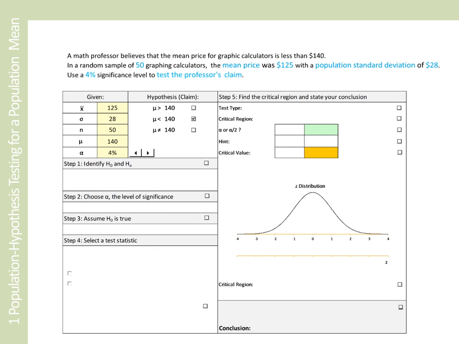Let's solve this problem again, emphasizing the 5 steps of this procedure. We have to prove the claim that the population mean is less than $140. Step 1 is about identifying the null hypothesis and the alternate hypothesis. The null hypothesis is a statement saying that the population mean is equal to $140. The alternate hypothesis is a statement saying that the population mean is less than $140.